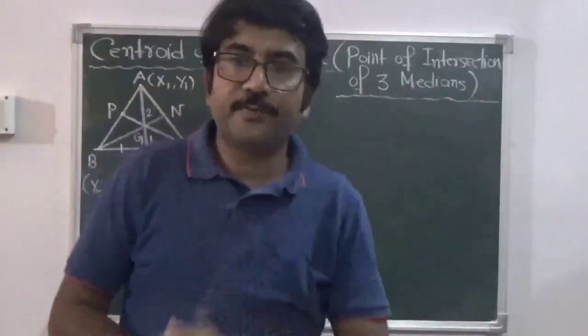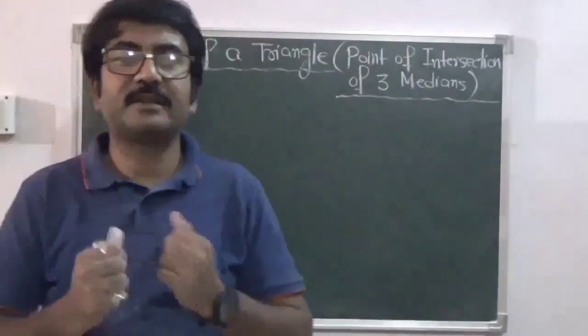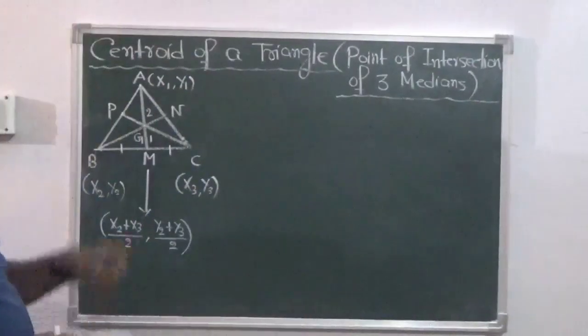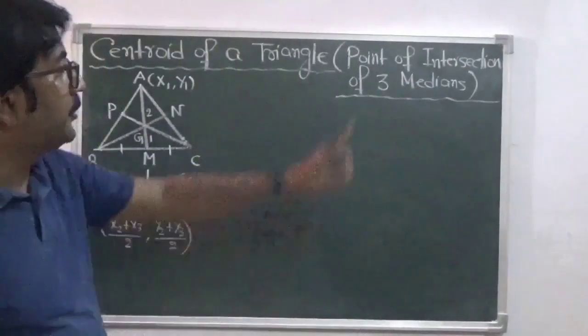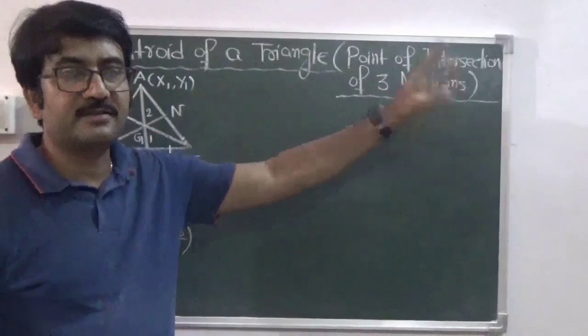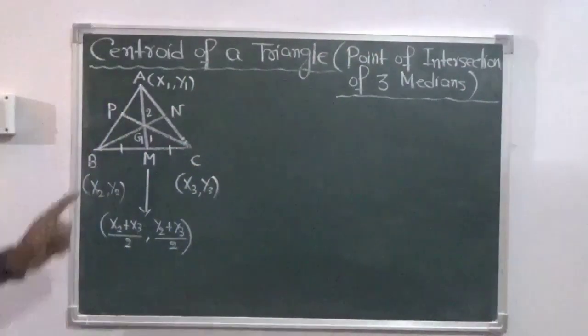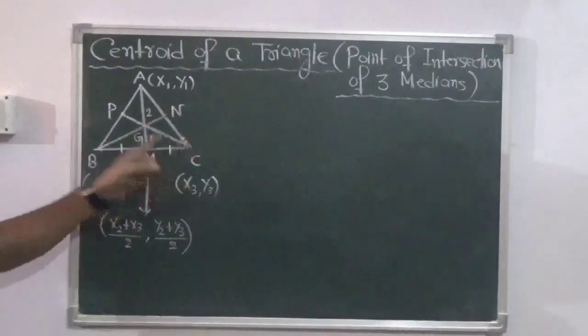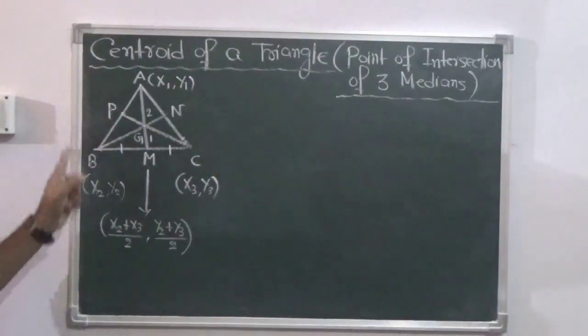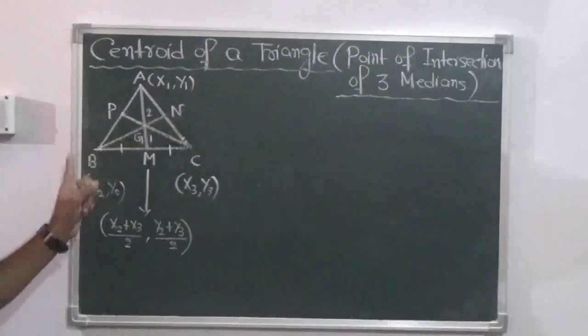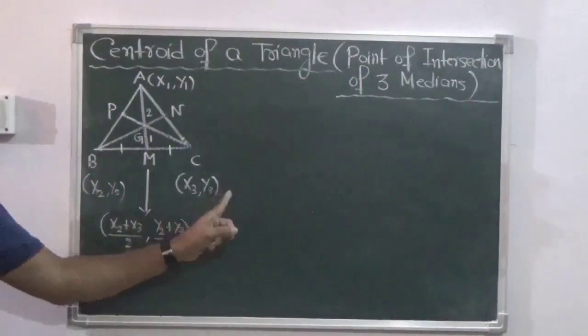So now let us try to find out the coordinates of the centroid of a triangle. Now what is the centroid of a triangle? What is known as the centroid? The point of intersection of the three medians is called the centroid. Here AM, BN and CP are the three medians of the triangle ABC. The vertices of the triangle are A(x1, y1), B(x2, y2) and C(x3, y3).